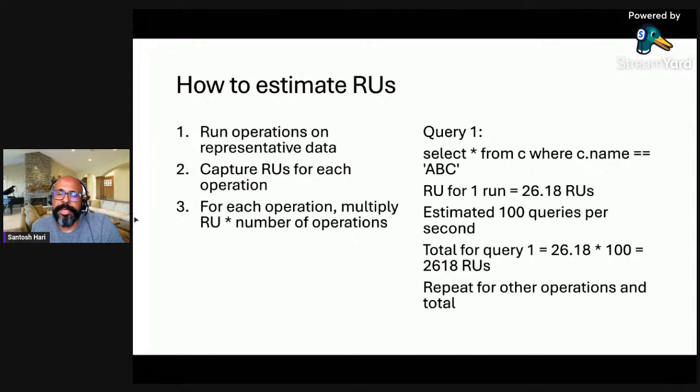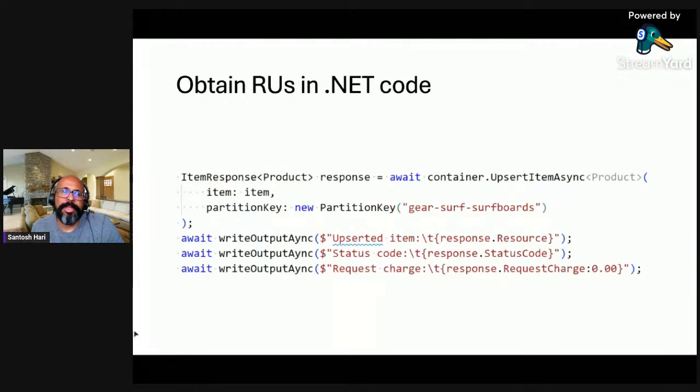I will estimate that in production, this same query may be run 100 times, and so I will provision some. So I will need 2618 RUs. Now, this is not the only query that will run. That may be like 10 other queries. So I'll have to combine all of them, and based on how many RUs I consume per second, I will provision that for my container.